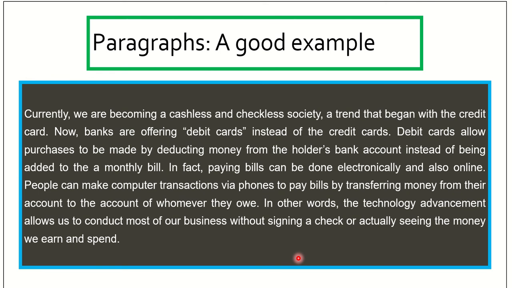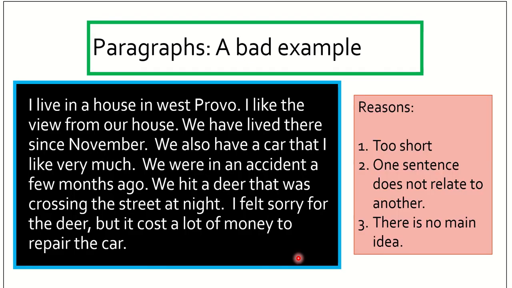The main idea of this particular paragraph is cashless society, right? Cashless and checkless society. Now if you look here, you could not find the topic sentence easily. Which one is the topic sentence? If you say that the first sentence is the topic sentence, how about sentence number four? It discusses the car, not the house. So the first sentence could not be the topic sentence. That is why this is a bad example of a paragraph.